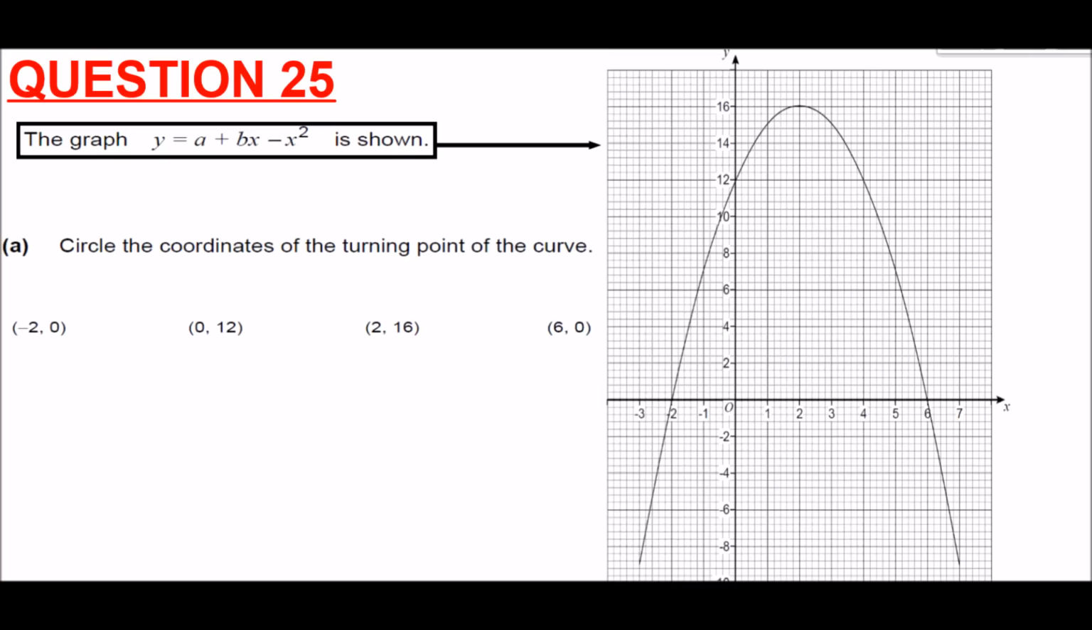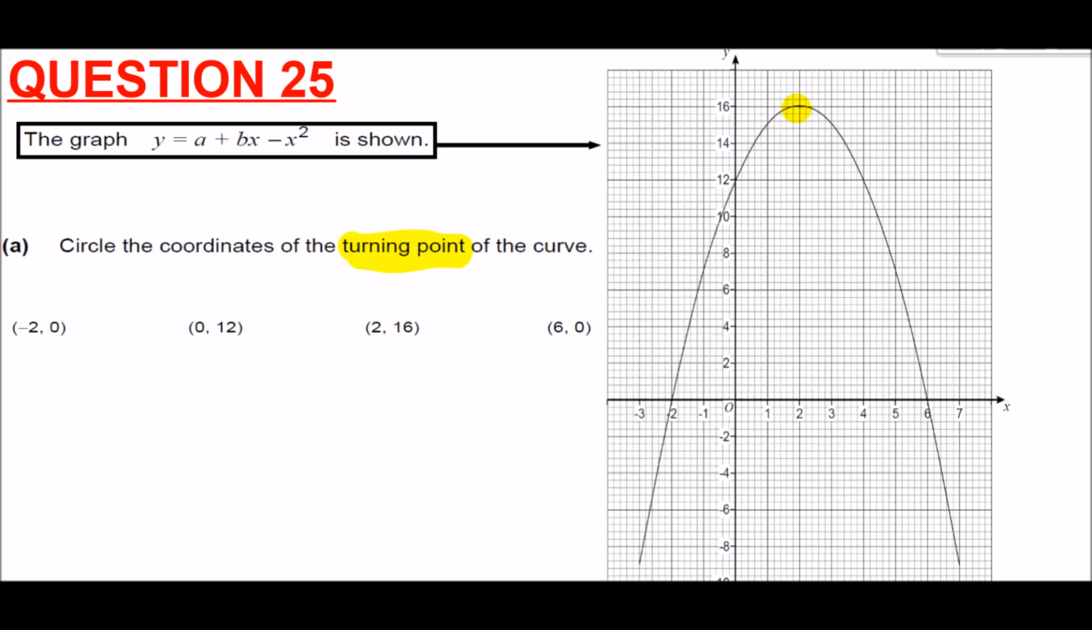Question 25, we have a graph, a parabola, it's called technically. What we need to do first of all is to circle the coordinates of the turning point of a curve. So I need to explain what turning point means. A turning point of a curve, you might be able to guess what it means in fact. It's where it changes direction. So if I look here, the graph's going up, going up, going up, and then at the top it changes and starts going down. And so the turning point is this point here where it changes direction.